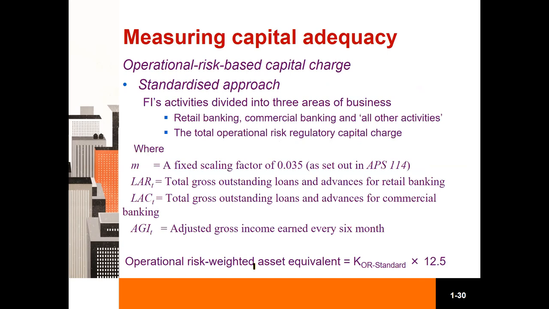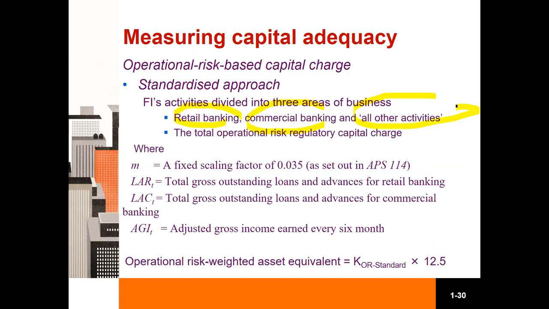To calculate the operational risk capital charge, the depository institutions' activities are firstly divided into three areas. Those are retail banking, commercial banking, and all other activities. The capital charge on retail and commercial banking is a proportion of depository institutions' total gross outstanding loans and advances. Total retail and commercial gross outstanding loans and advances are defined as the total exposure of the balance sheet items. For example, for retail, cash holdings of notes and coins, loans to households, and for commercial, deposits and amounts due from financial institutions, securities held in the banking book, and commercial lending.